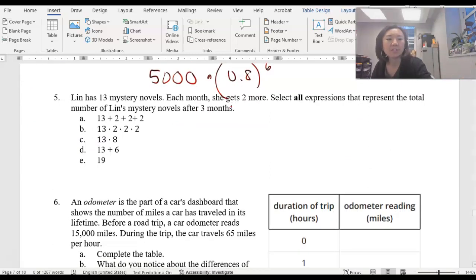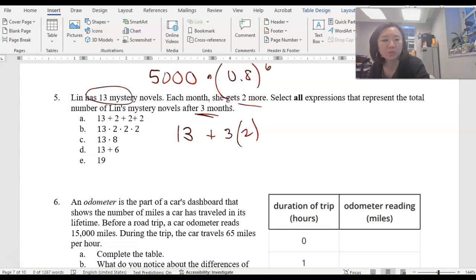Number 5, Lynn has 13 mystery novels. Each month she gets 2 more. Select all expressions that represent the total mystery novels. So she's getting 2 more. This is a linear function, so 13 plus 3 times 2, or 13 plus 2 times 2, or 13 plus 2 plus 2 plus 2. So it would be this one, or it could be this one. It cannot be this one because we are not multiplying, right? We're not saying she doubles.